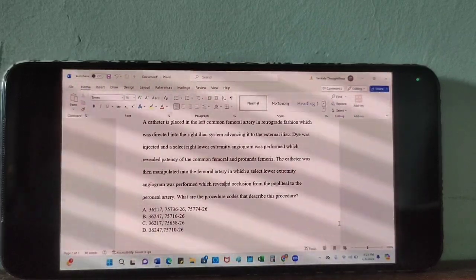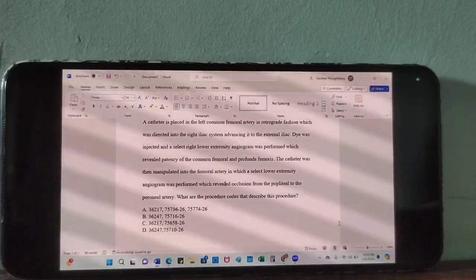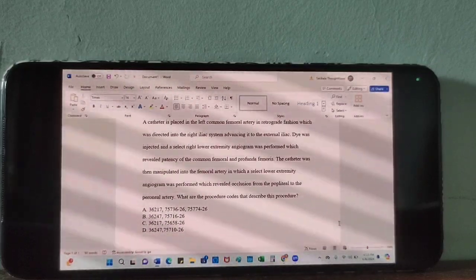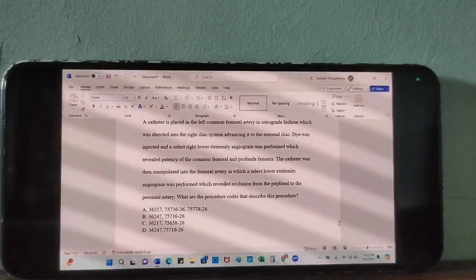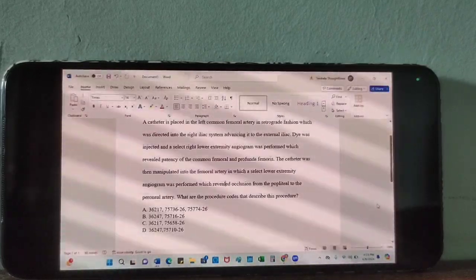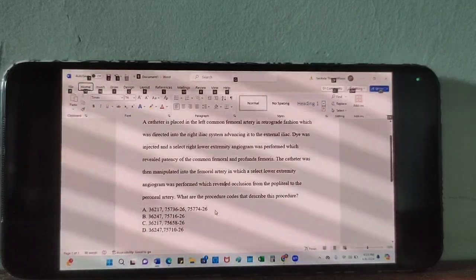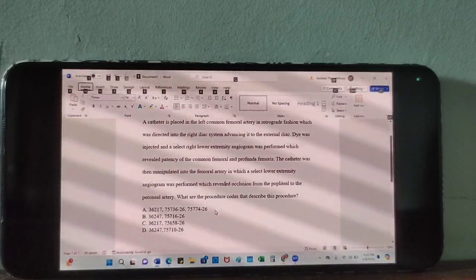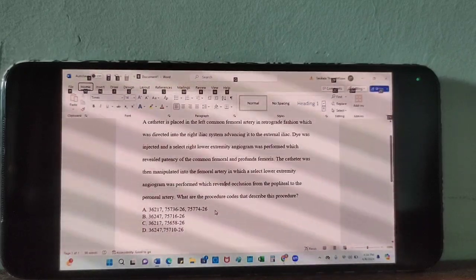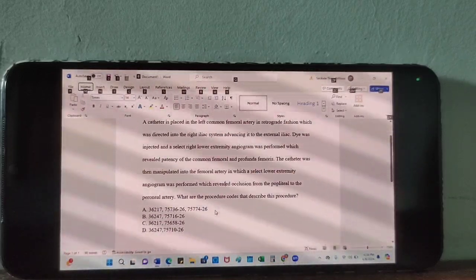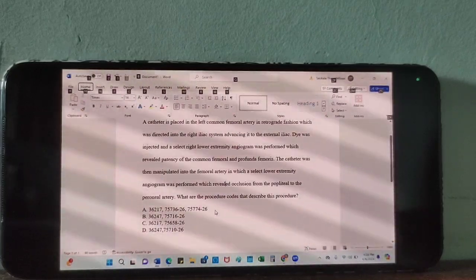Ma'am, I think it's second order, external iliac. One minute. External iliac is second order. Check the code description. What is the code description? Is 36245 second order or third order? 36247. Verify the code description, because sometimes the option will be wrong. 36247, third order, is more selective.